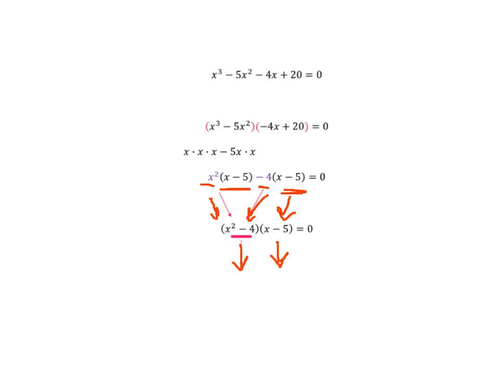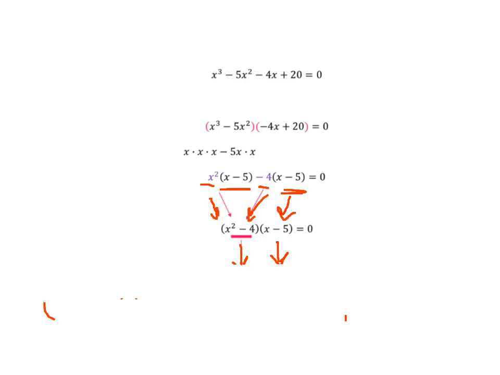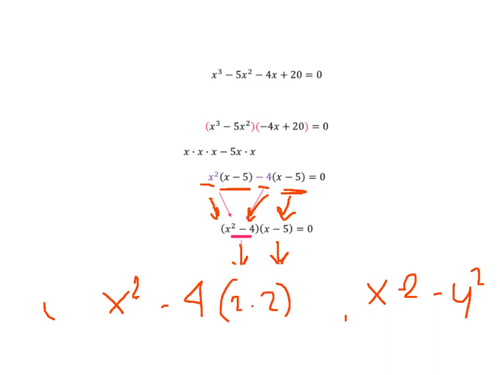However, this right here is what we call a difference of squares equation. This is the equation for difference of squares: quantity x minus y, times quantity x plus y, is going to equal x squared minus y squared. So for that, if you notice that we have an x squared, just as the equation has x squared minus y squared, we have an x squared minus 4, which is a perfect square, 2 times 2.